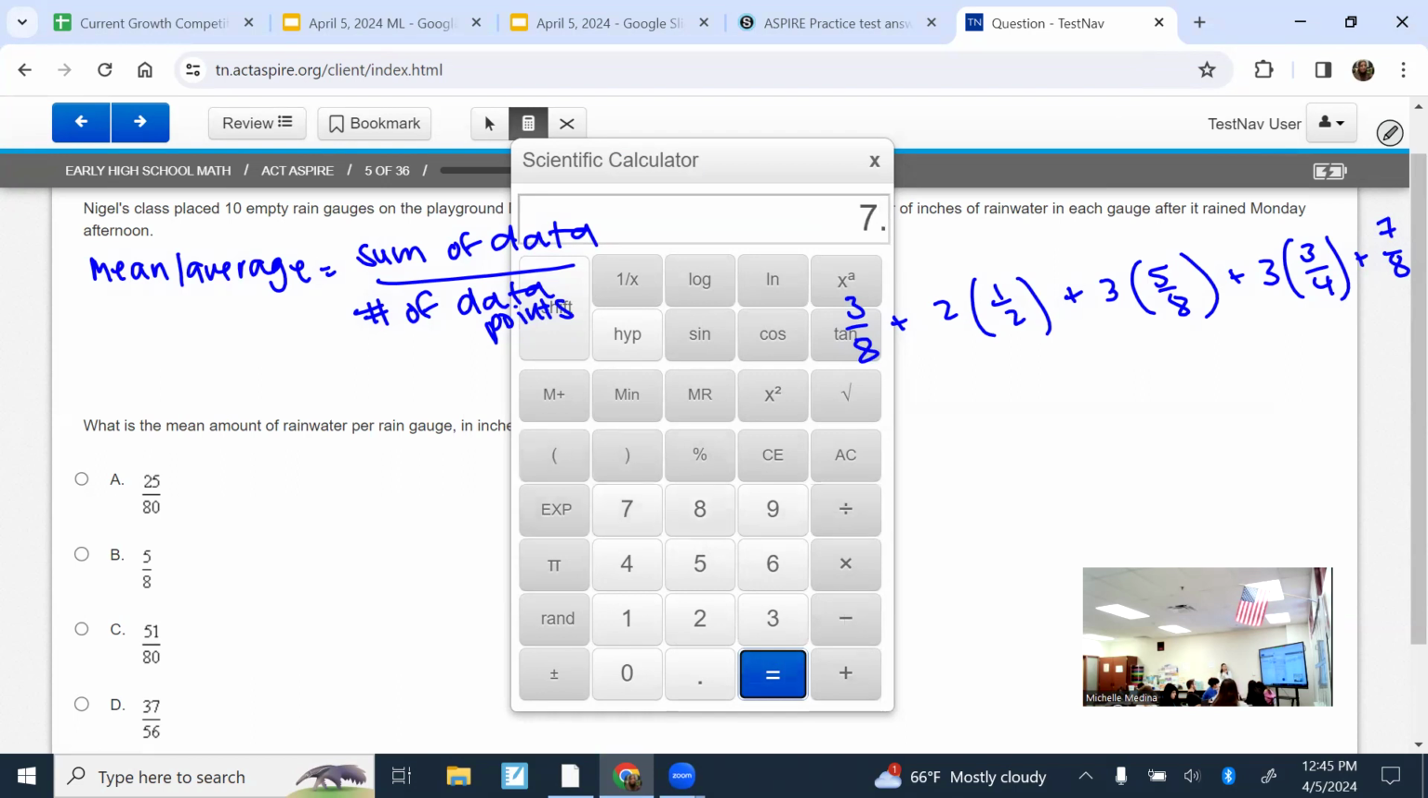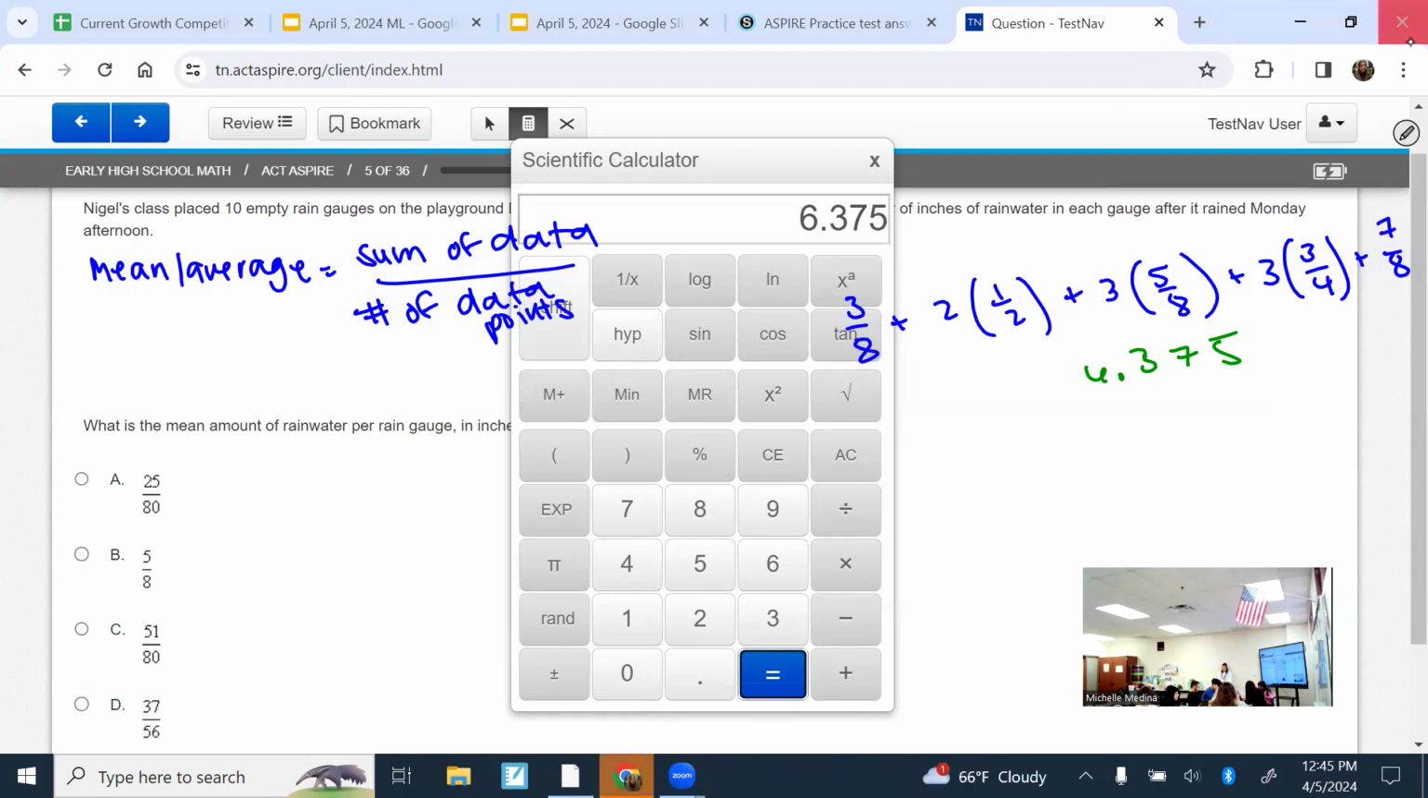Again, I'm making sure I press all the buttons right, and then I press equal, and it gives me this decimal. This calculator doesn't have a fraction to decimal button, so I just gotta work with what I have. If I don't bring my own calculator, this is what I have. But also, this is just my sum of the data. I still need to divide it by the number of data points.